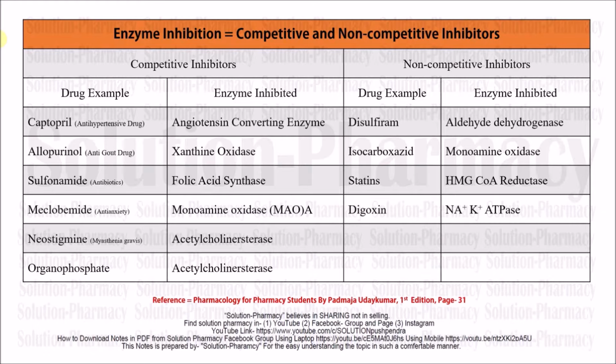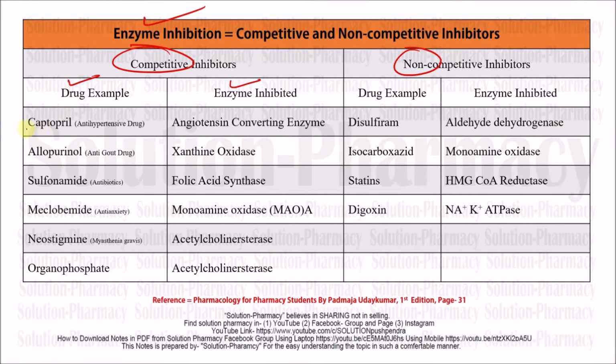So here is a table containing examples of enzyme inhibitors. Enzyme inhibition can be of two types. The first one is the competitive inhibitor and the other one is the non-competitive inhibitor, as we have discussed in our whiteboard section. So what are the basic examples under competitive and non-competitive inhibitors respectively? First of all, we are going to study the competitive inhibitor. Here two columns have been included. The first is for drug examples and the second is for the respective enzyme inhibited by the drug.